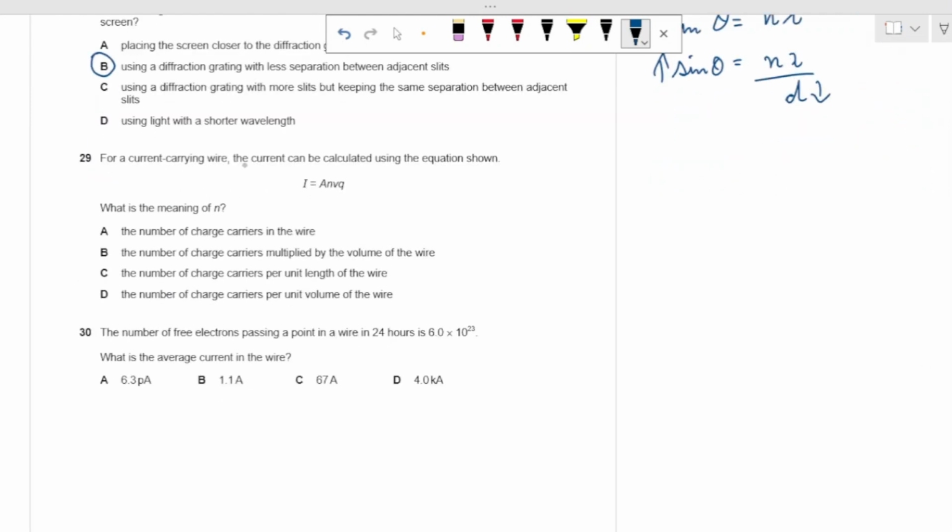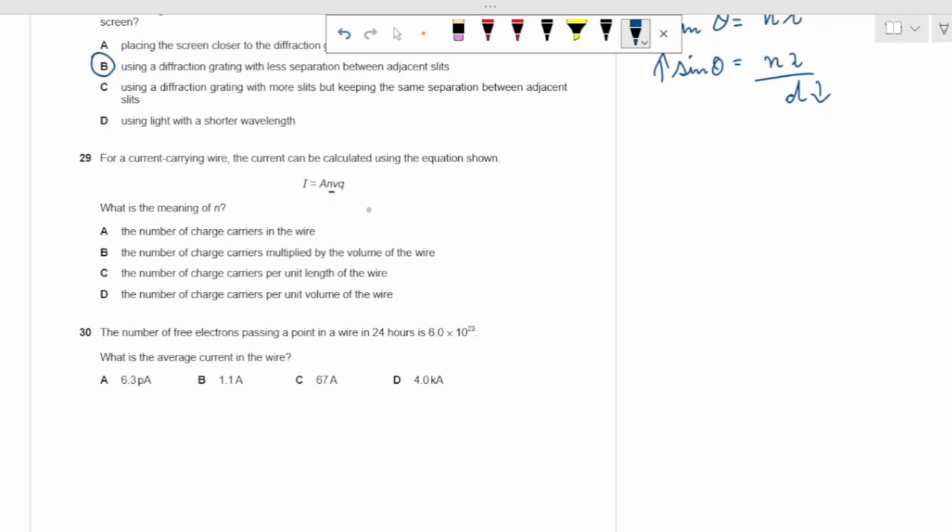Question 29. For a current carrying wire, the current can be calculated using the equation shown, I equals nAvQ. What is the meaning of n? The number of charge carriers in the wire, the number of charge carriers multiplied by the volume of the wire, the number of charge carriers per unit length of the wire, or the number of charge carriers per unit volume of the wire. n is basically number density.